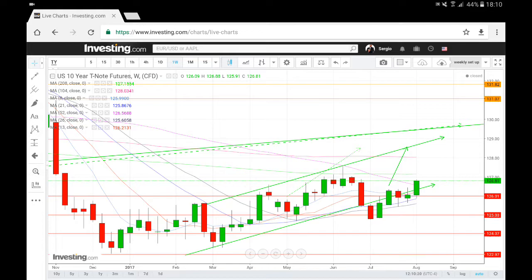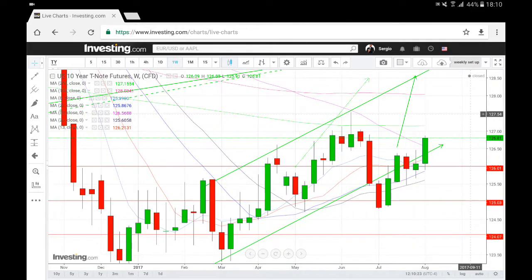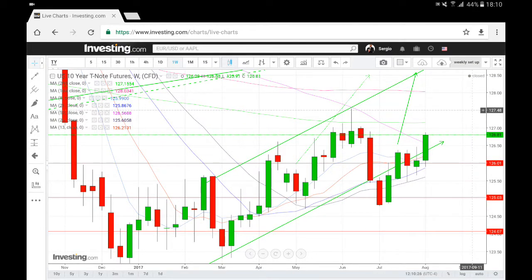And you see now the fixed income is going higher. See, your bond is going higher. You see over here we are in an uptrend. We are uptrending in an uptrend channel.